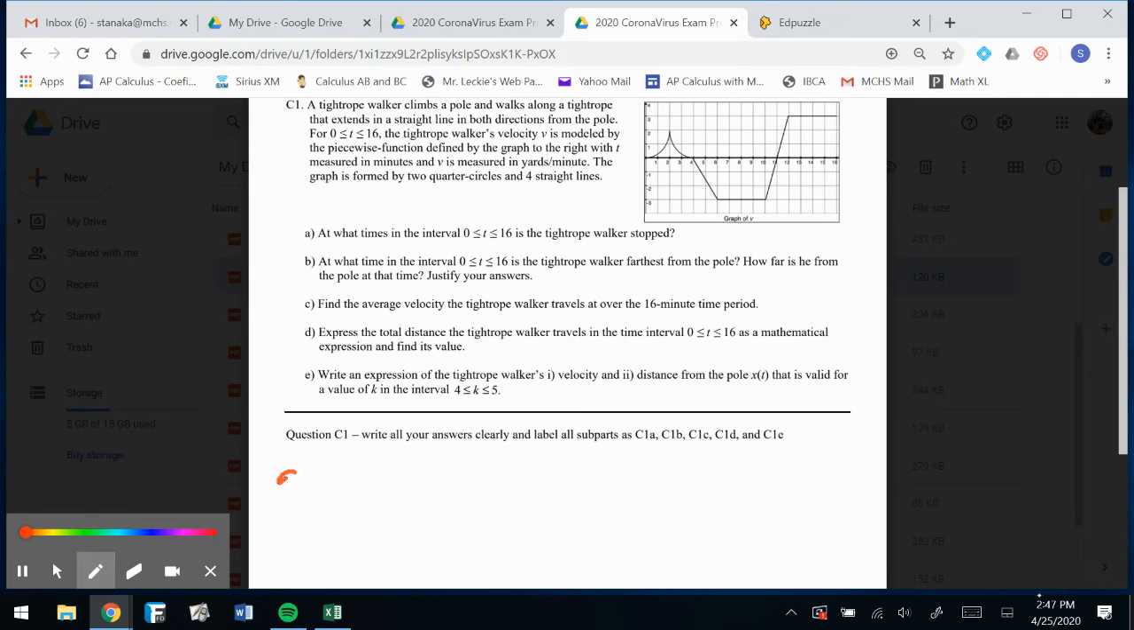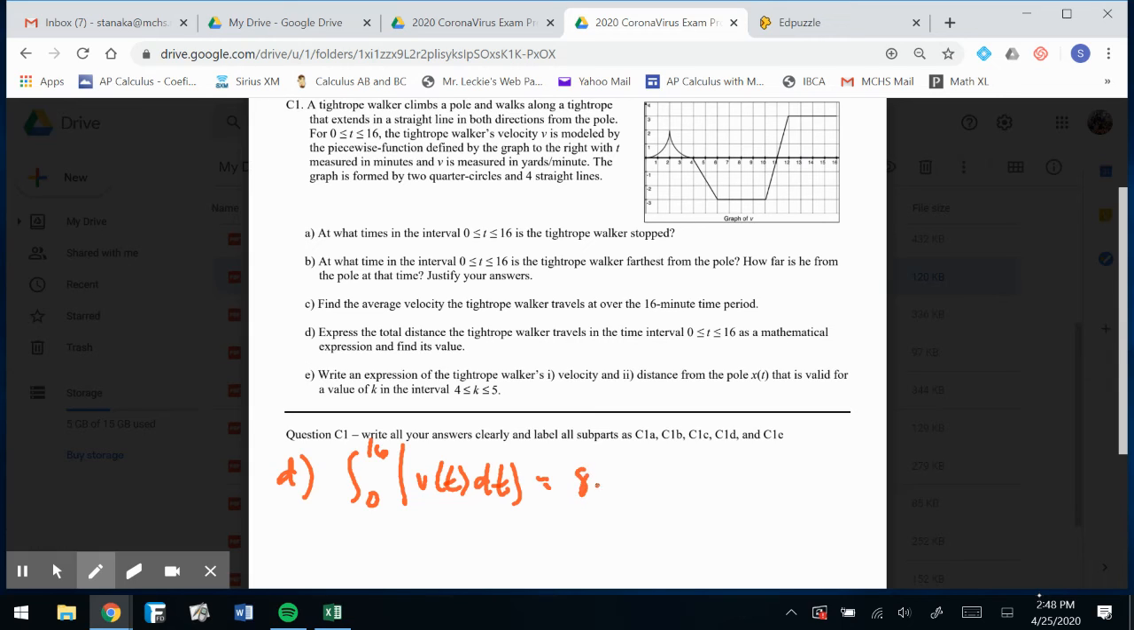D, part D, it says express total distance as a mathematical expression and find that value. Well, hopefully we all can remember and recall that total distance is simply the integral from 0 to 16 of the absolute value of v of t dt, right? Do we remember that, class? Okay, so then all I have to do from that is use all of those areas, but I'm going to make them all positive.